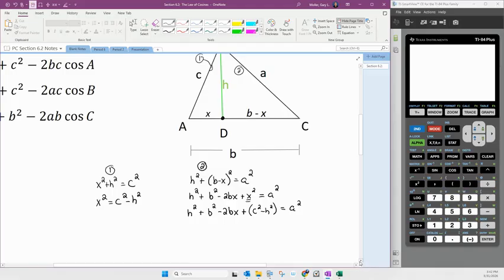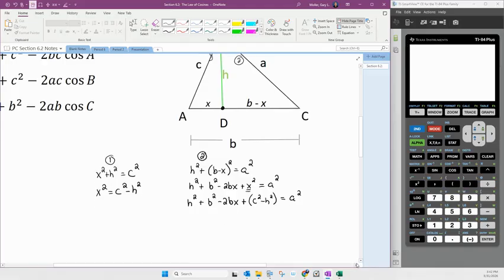Let's go ahead and multiply out our math here. Actually, I guess remove our parentheses. So h squared plus b squared minus 2bx plus c squared minus h squared equals a squared. And I like my choice here because now my h squareds are gone and I no longer have any h's in the equation. So now I'm down to b squared minus 2bx plus c squared equals a squared.